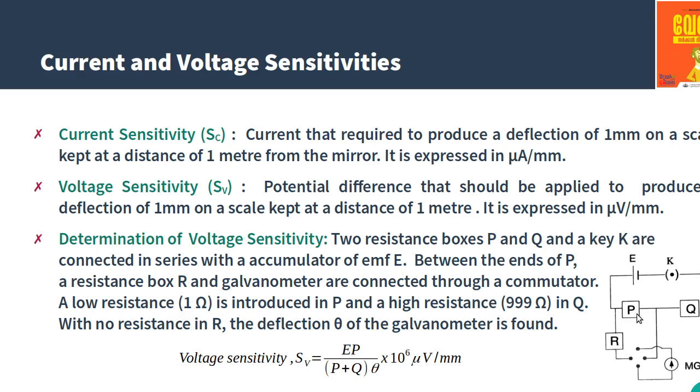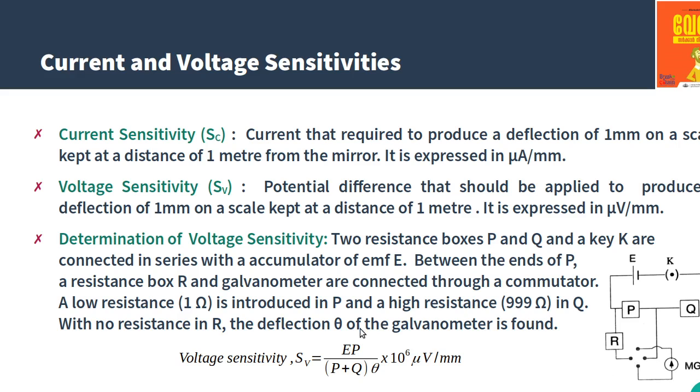If you want to find the potential across any resistance, you just multiply the current with that resistance. So the potential across P will be the current through P into P, that is, E divided by P plus Q into P. That potential you are feeding to this region, and it produces a deflection in the galvanometer. You are not taking any resistance from R.